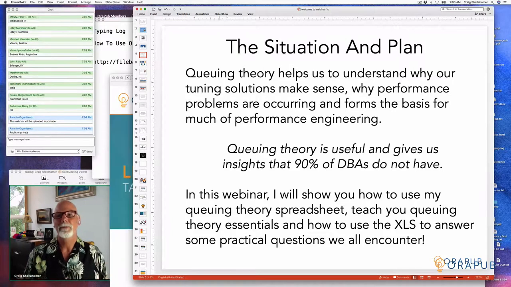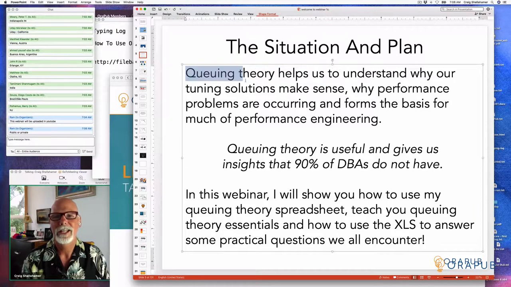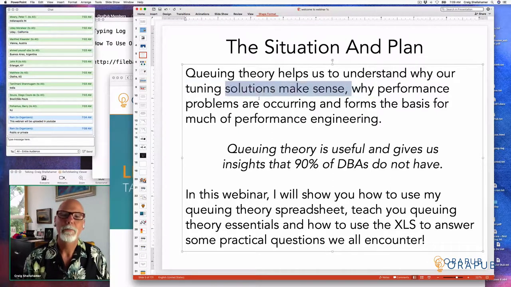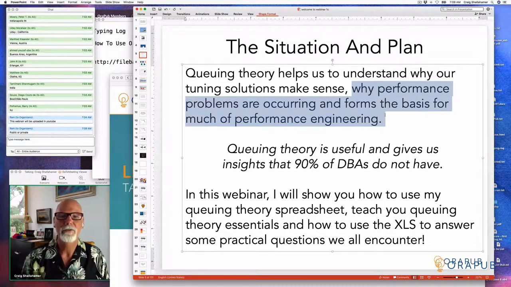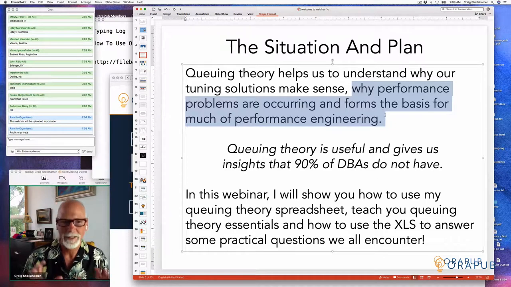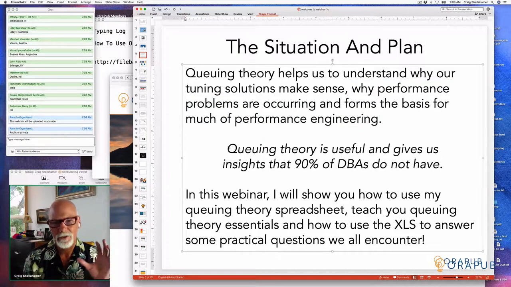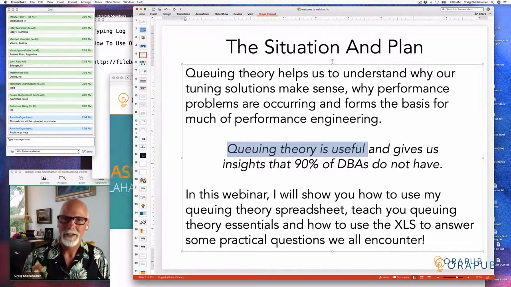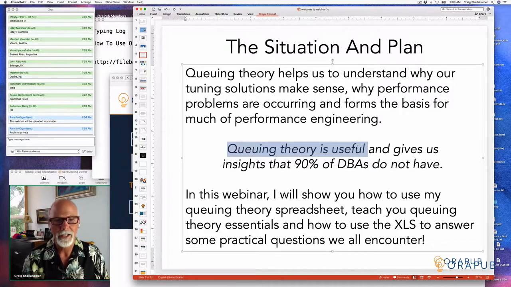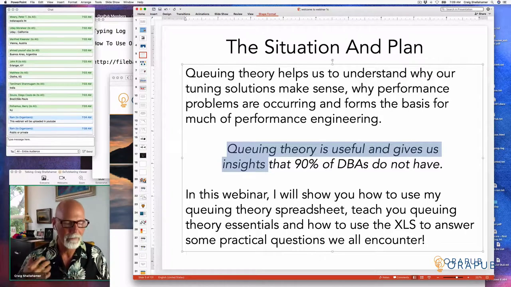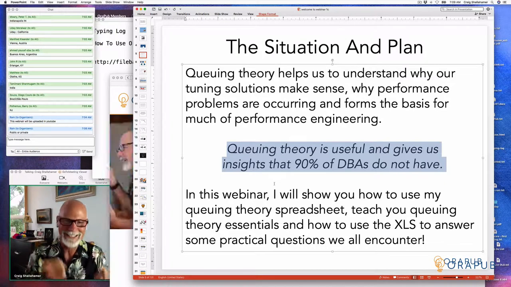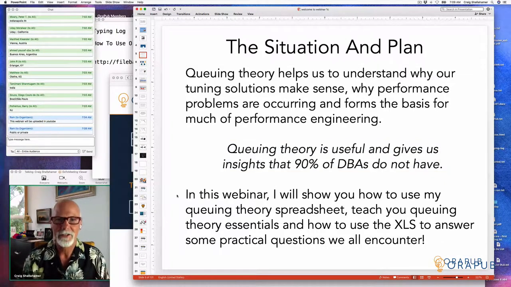Okay, so here's the situation and the plan for today. Believe it or not, queuing theory helps us to understand why our tuning solutions make sense, or why they don't make sense also. It's also really good for helping understand why performance problems are occurring. It really forms the basis for much of performance engineering, like forecasting and capacity planning. This is my stance: queuing theory is indeed useful. I use it all the time, not the numbers, but the concepts, every day of my work. I believe it gives us really deep insights that over time just get reinforced and reinforced. And I'd say 90% of DBAs know nothing about this. I'm serious, man. It drives me crazy, because you get such deep insights by just understanding some of this basic stuff.